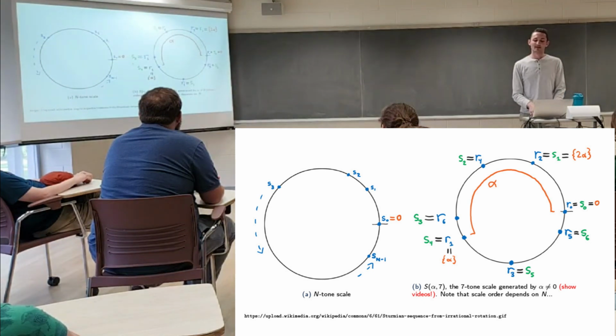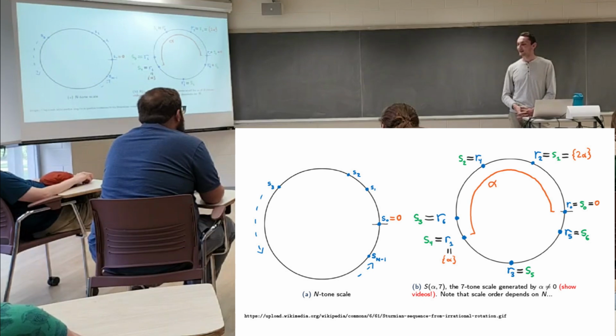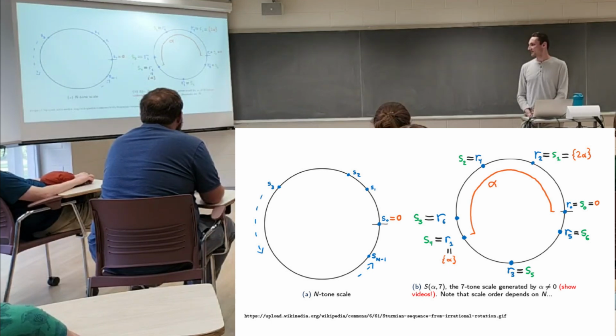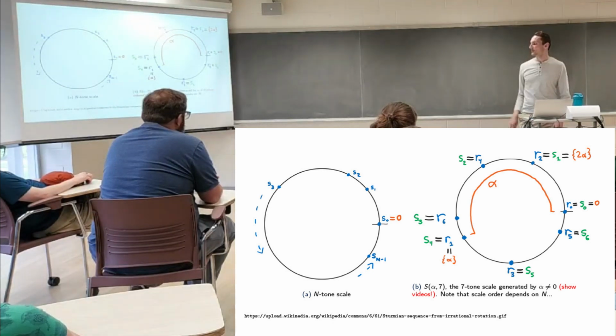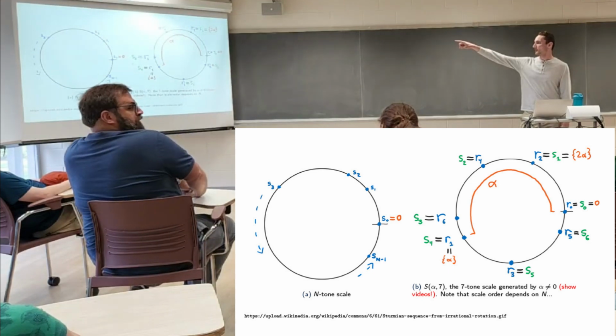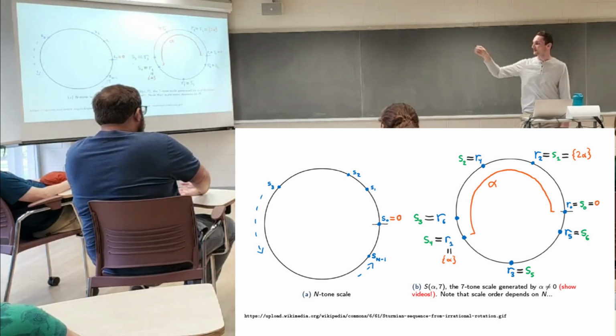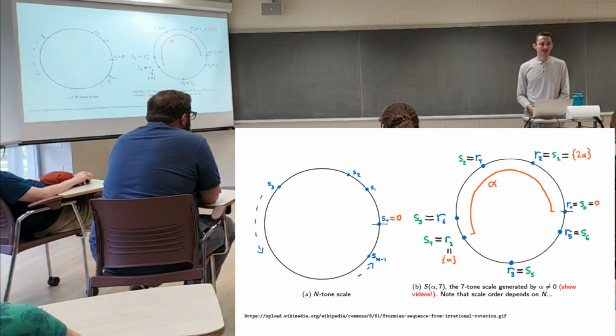Note that the S's, the scale order, are dependent on where you stop, what the value of n is, what the last iterate you generate is. For example, if I had stopped at R5 instead of R6, then R6 wouldn't have been there, and R4 would have been S2 still, but R1 would have been S3 instead.